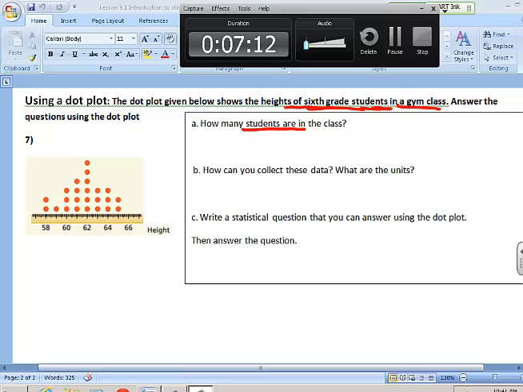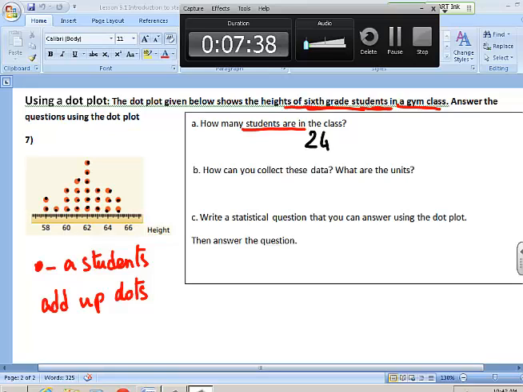You have to count up the number of each of these dots. Each dot represents a student. That's what it is. So the number of dots, the number of students. So add up dots, and that gives you how many data values are there. So 1, 2, 3, 4, 5, 6, 7, 8, 9, 10, 11, 12, 13, 14, 15, 16, 17, 18, 19, 20, 21, 22, 23, 24. So there are 24, don't forget the unit, in this case students. There are 24 students in the class.